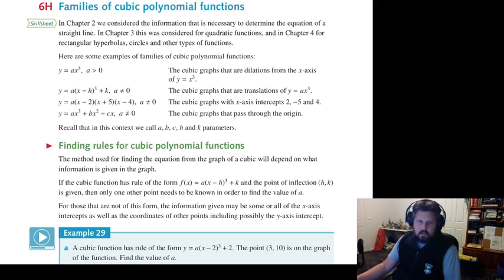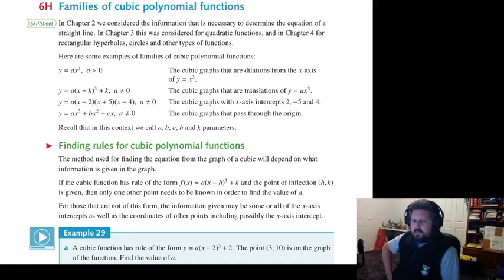Exercise 6H. We're looking at families of cubic polynomial functions. Perfect. So basically it starts off by saying, hey, in the first few chapters we've been looking at different things like straight lines and then quadratics, and we've also looked at hyperbola and things like that. Now it's given some examples of some common cubic polynomial functions.